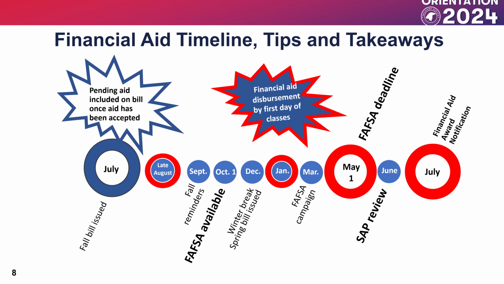And then in July, by July 1, everyone will have an award notification, because right around that time, your fall bill will be available for you to view. And so that is an overview of the financial aid process.